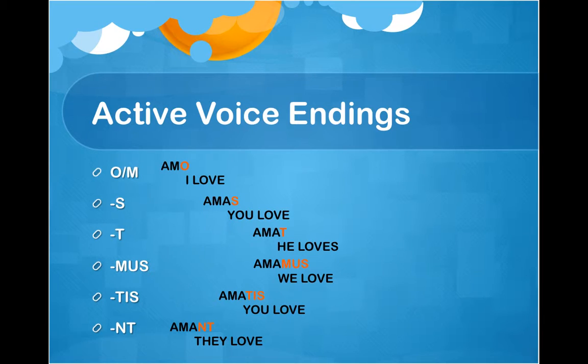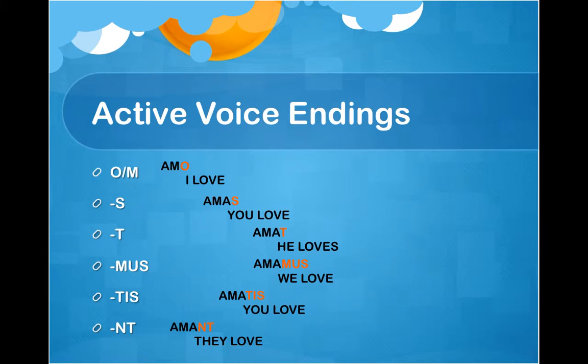Now we are going to learn that these endings also represent the active voice. And that means that the subject, I, you, he, we, you, or they, is performing the action of the verb. Amo, I love. Amas, you love. Amat, he loves. Amamus, we love. Amatis, you love. And amant, they love.